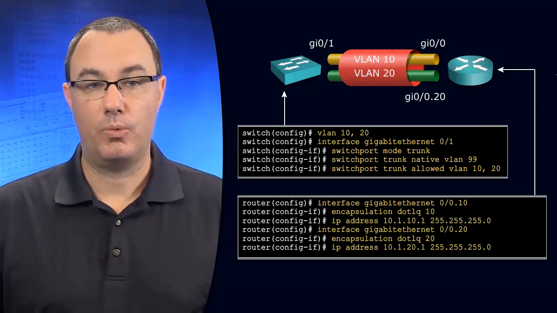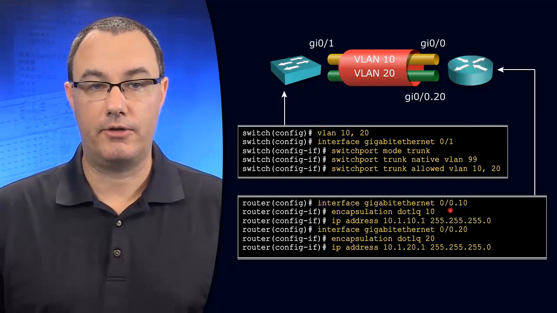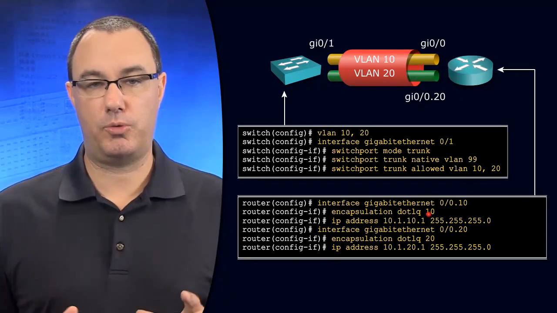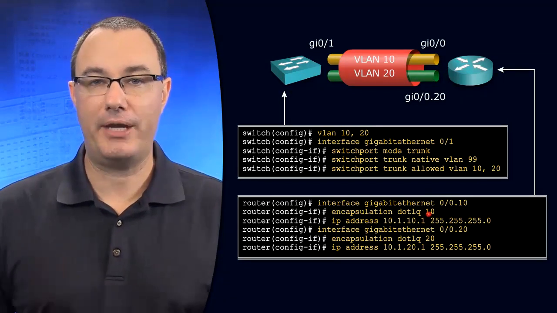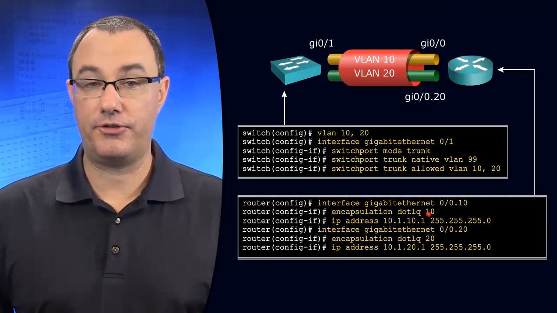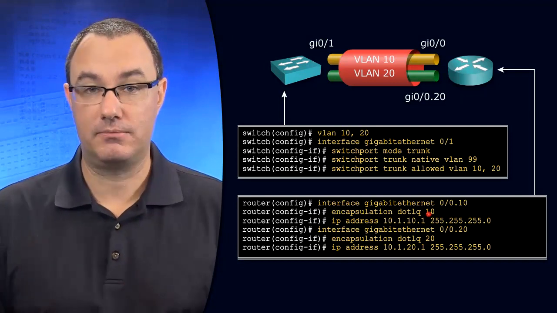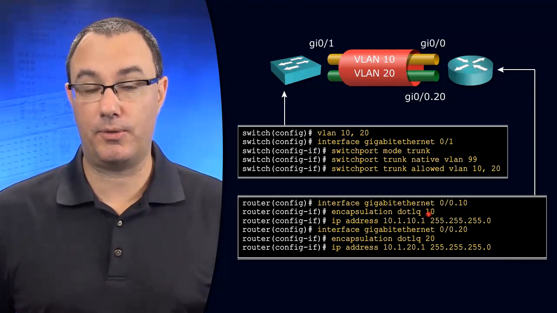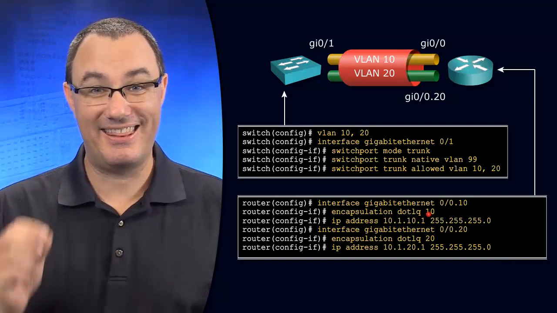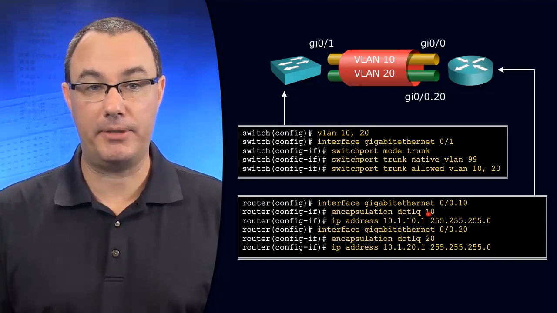Now, we have also configured an IP address. This is really important. This is the default gateway IP address. This is the client's default gateway. That's not just some arbitrary IP address that's in the subnet. That is the default gateway IP address.